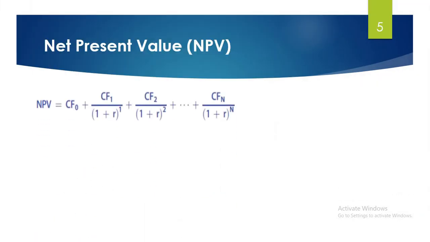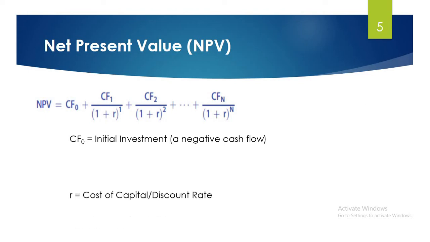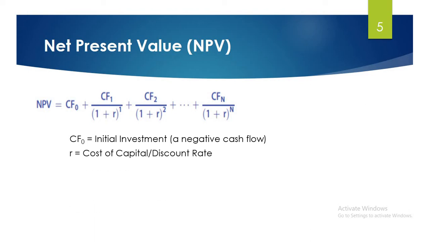Here is a formula to find out net present value over here. CF0 indicates initial investment, which is a negative cash flow. Then R indicates cost of capital or discount rate, and CFN indicates after-tax cash flow at period N.